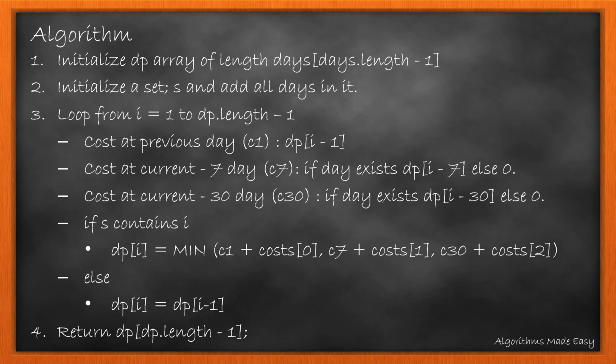Here's the algorithm. We initialize a DP array of length last day of travel plan plus 1. We also initialize a set and add all the travel days in it. We then loop from i equal to 1 to dp.length minus 1 and fill it. We find the three costs C1, C7 and C30 as given. Now we check if the current day is a travel day by checking if set contains i. If yes, we update dp of i with minimum of C1 plus costs of 0 and C7 plus costs of 1 and C30 plus costs of 2. Otherwise, we just update it with the previous value from DP array. At the end, we return the last element from DP.